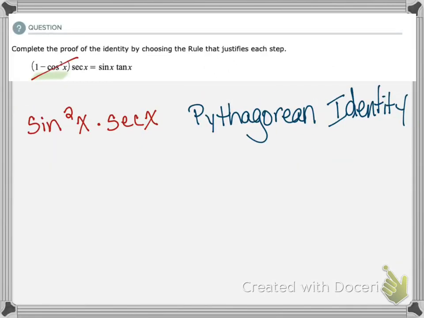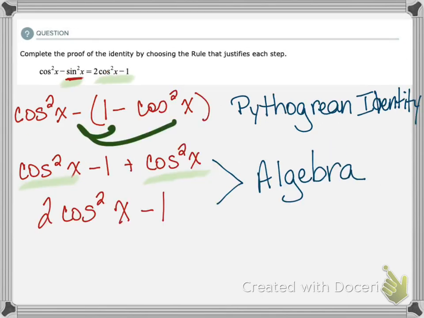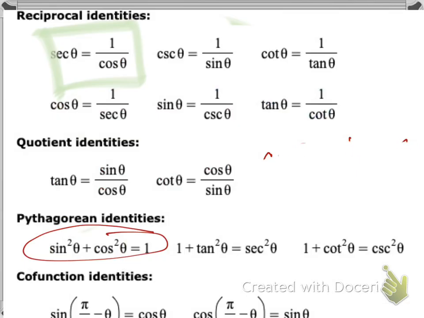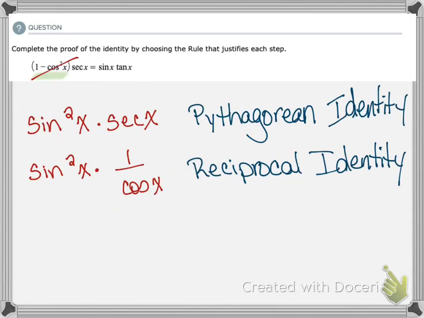So my next statement is going to be sine squared of x times 1 over cosine of x. And the reason that I'm allowed to do that is because of my reciprocal identities. Really, this is just kind of playing a little bit. We're guessing and we're checking. We're using this table right here to see what's equal and what's not equal and what I can switch out to prove that these identities work. So that's my reciprocal identity.